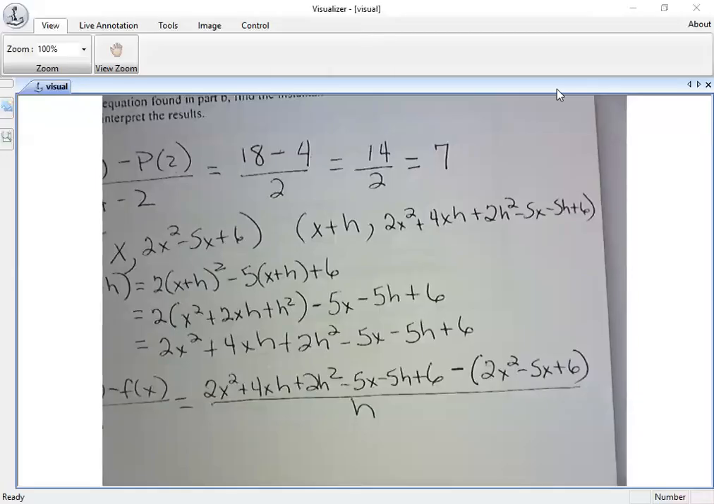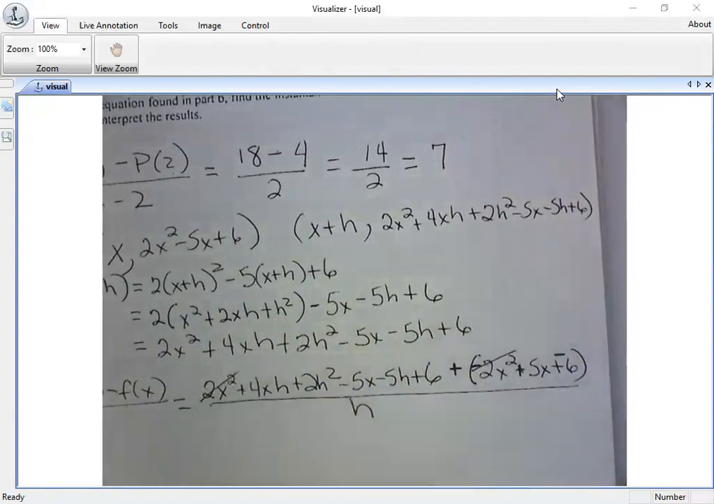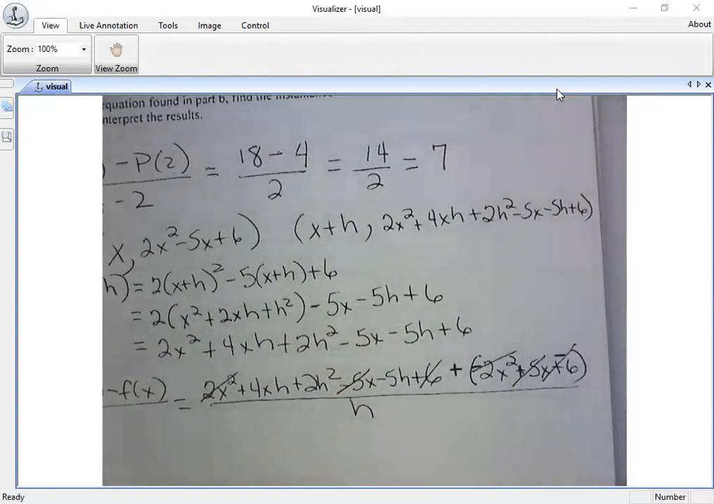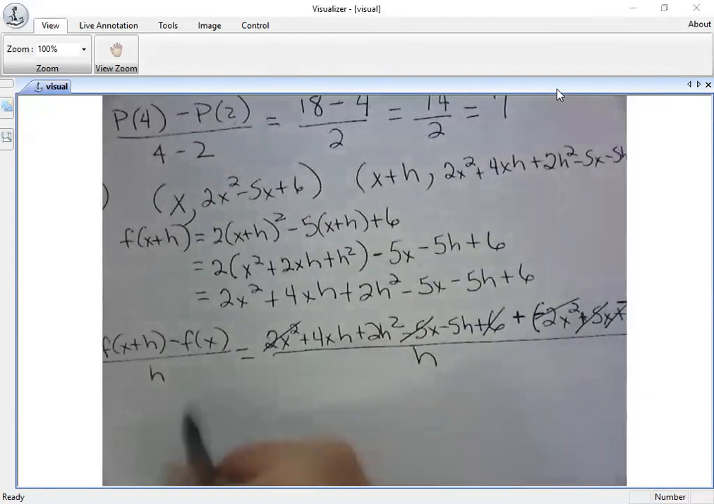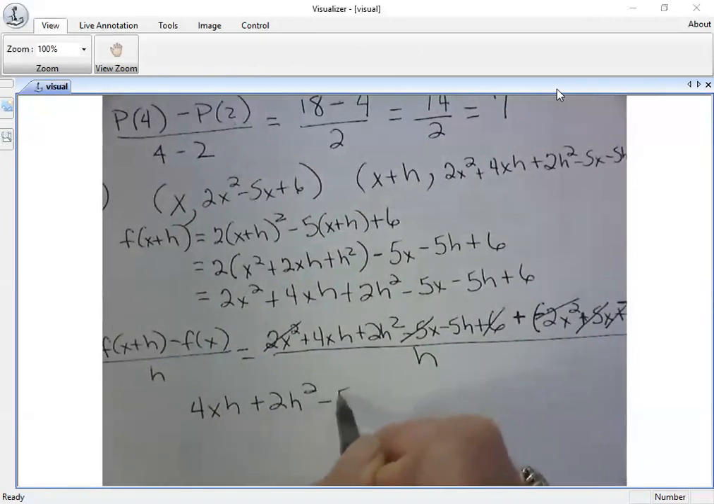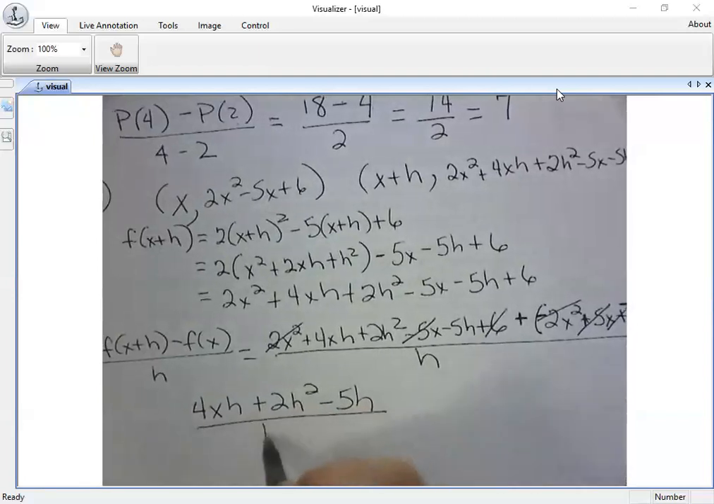So you guys were able to distribute this minus sign through. I'm just going to do it this way. Make that a negative, make that a plus, make that a negative, and these canceled, and these canceled, and these canceled, and what I have left now will be this 4xh plus 2h squared minus 5h, that's the only terms I didn't mark out, over h.